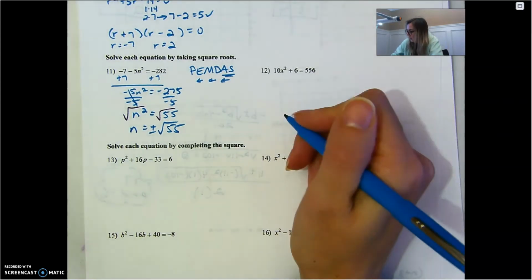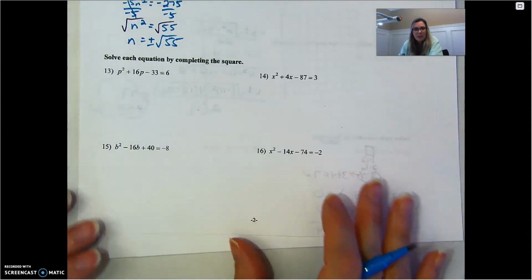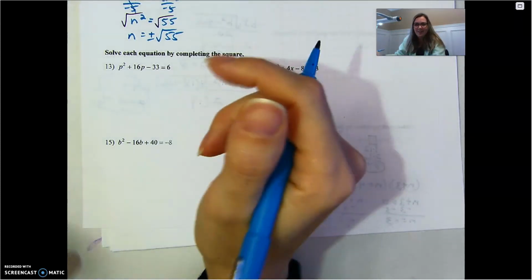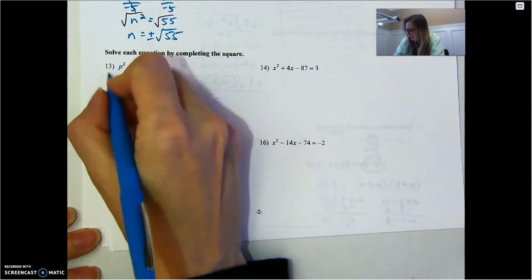All right. Okay. Down here, completing the square. This is the one where you create a monster. Kind of like me in my morning hair. It's kind of fun. Jammies.